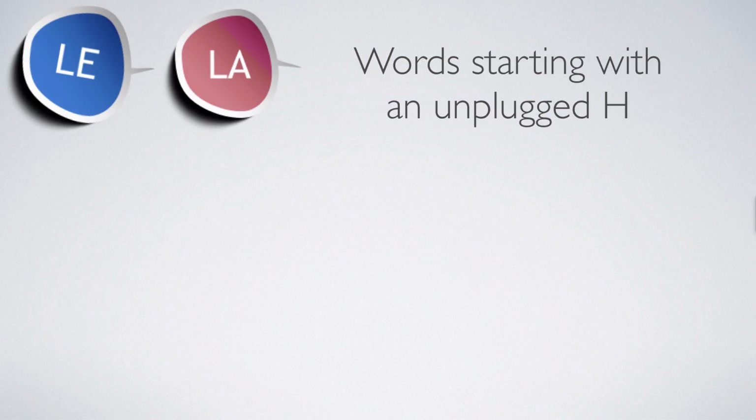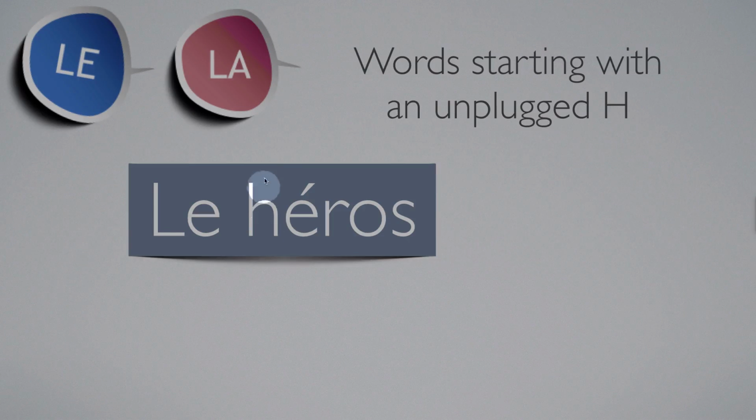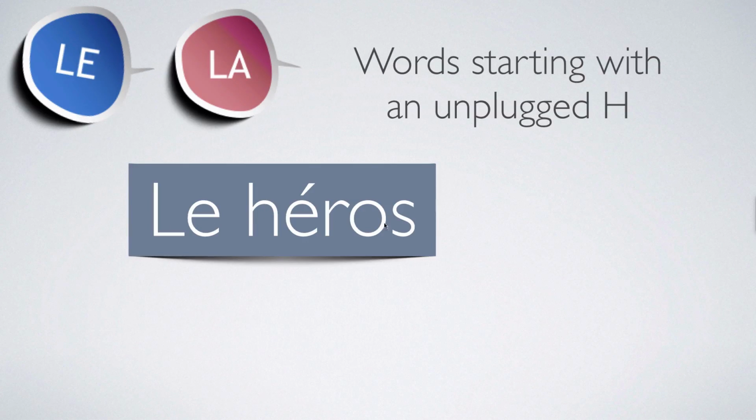Let's speak now about what we call an unplugged H. The unplugged H means that there is no liaison between the two words. There is a pause when you speak. For example, the word hero, héros in French, starts with this kind of unplugged H. So when we speak, we say le héros. There is no l' here because this H does not allow it. Le héros.